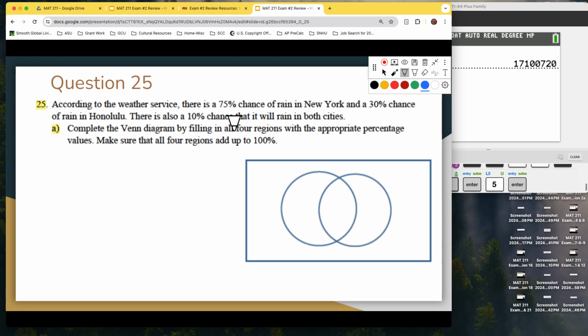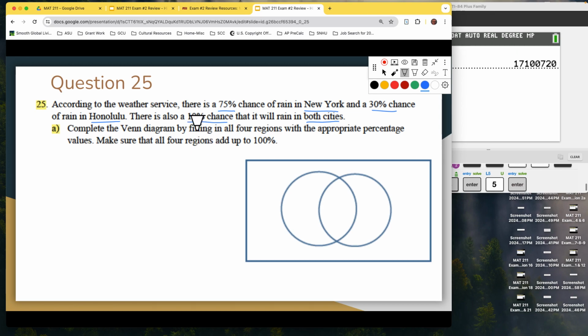According to the weather service, there's a 75% chance of rain in New York City, a 30% chance of rain in Honolulu. There's also a 10% chance that it will rain in both cities. And so we're asked to first complete a Venn diagram. Again, it's not the only way to solve it, but in this case, it's sort of natural.